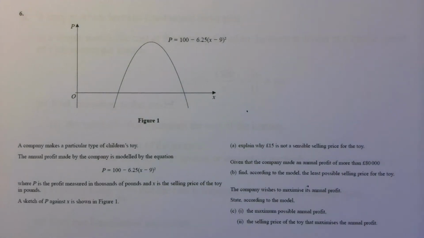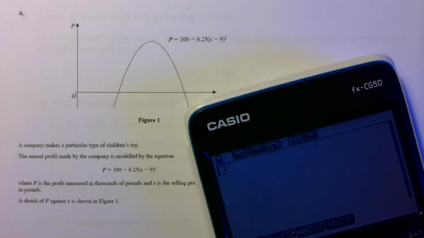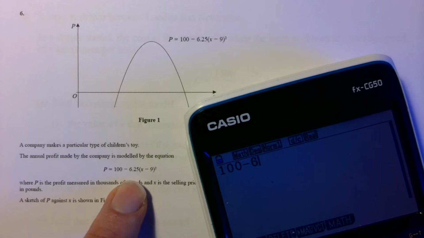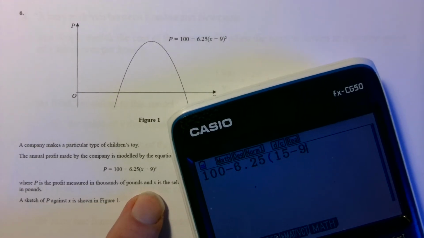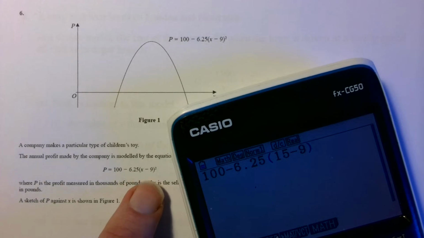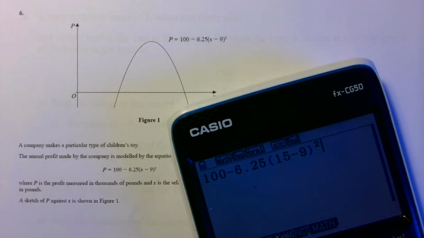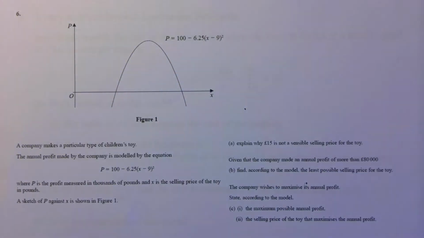Okay, so a bit of modelling now. Part A asks us why £15 would not be sensible as a selling price for this toy if the amount of money that they're going to make, in thousands of pounds, is going to be modelled by that formula. Well, the best thing to do is just smack it into the calculator. So it's 100 take 6.25, and then x is the selling price of the toy, which is 15. So you could write 6 for 15 take 9, but just put it in exactly as it is there, press equals, and it says minus 125.